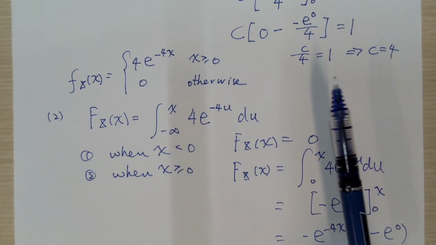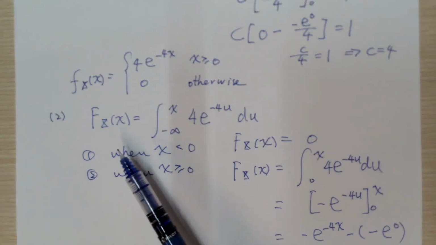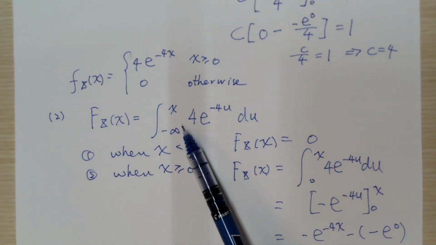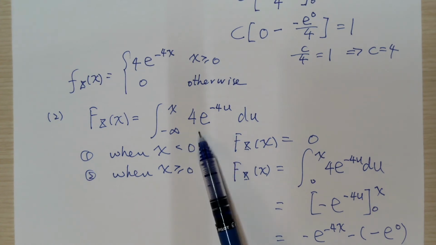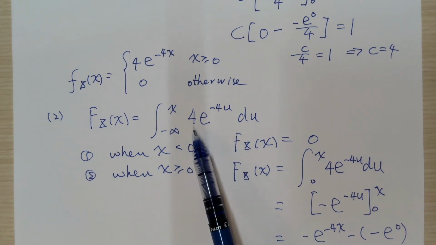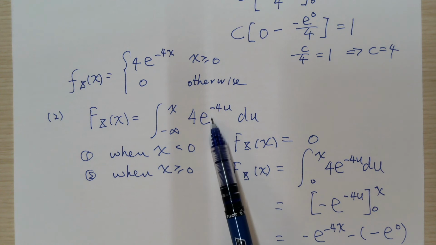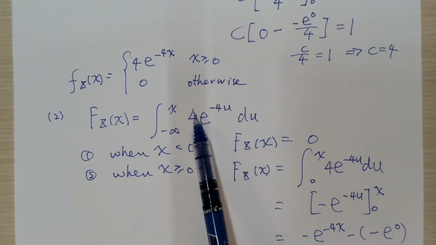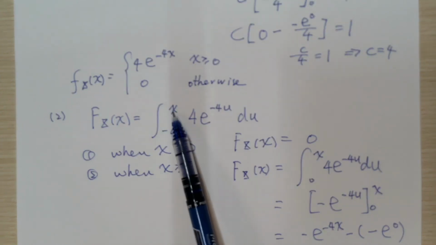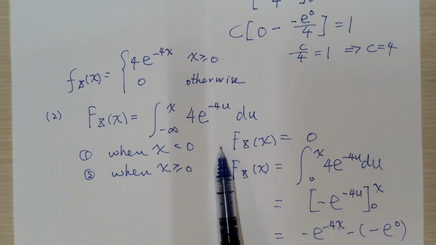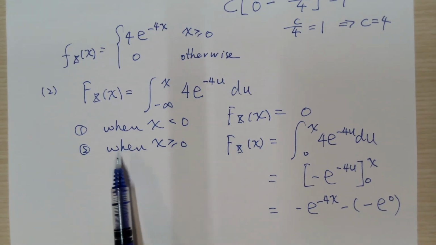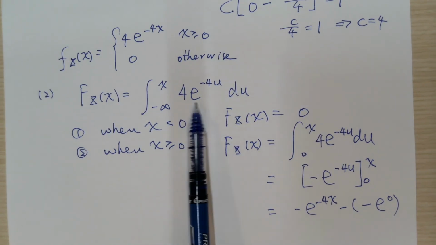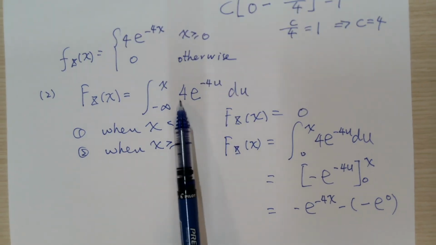Based on the definition of the CDF, which is the integration from negative infinity to x of the PDF, which is 4e to the power of negative 4u du, I'm using a different variable because x is already part of the limit here. Now, I discussed that if x is less than 0, this whole piece is going to become 0.